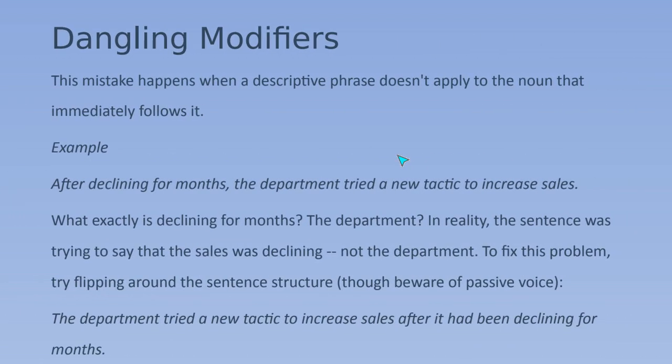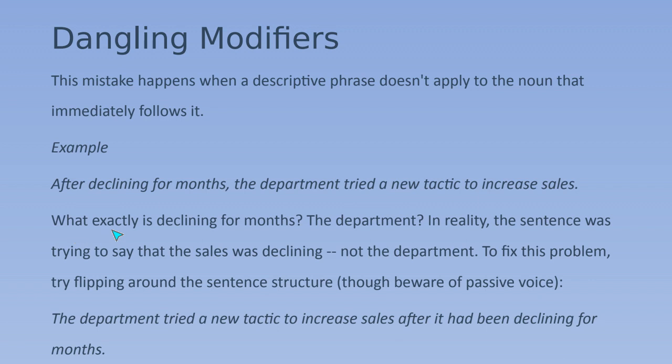Okay, now you don't have to remember the grammatical term, but it's called the dangling modifier, and it's something I touched on at the beginning with pronouns. It's when the pronoun you use doesn't refer back to the idea or the concept you mentioned at the start of the sentence or in the previous sentence. So this mistake happens when a descriptive phrase doesn't apply to the noun that immediately follows it. And you'll see the example there. After declining for months, the department tried a new tactic to increase sales.